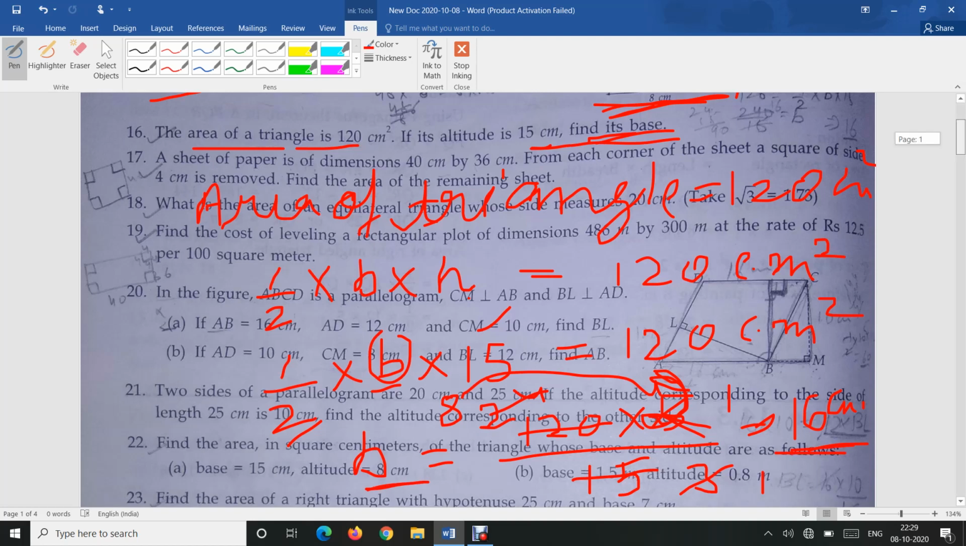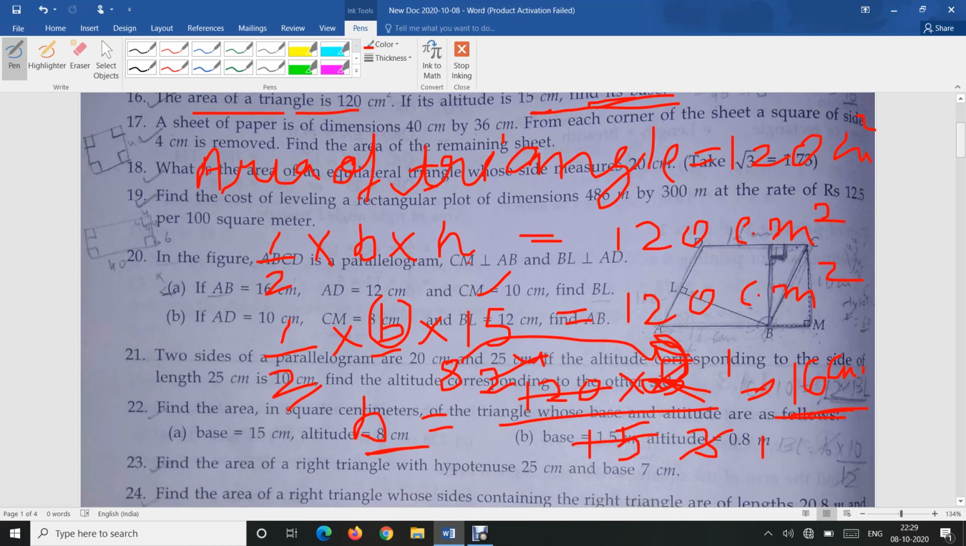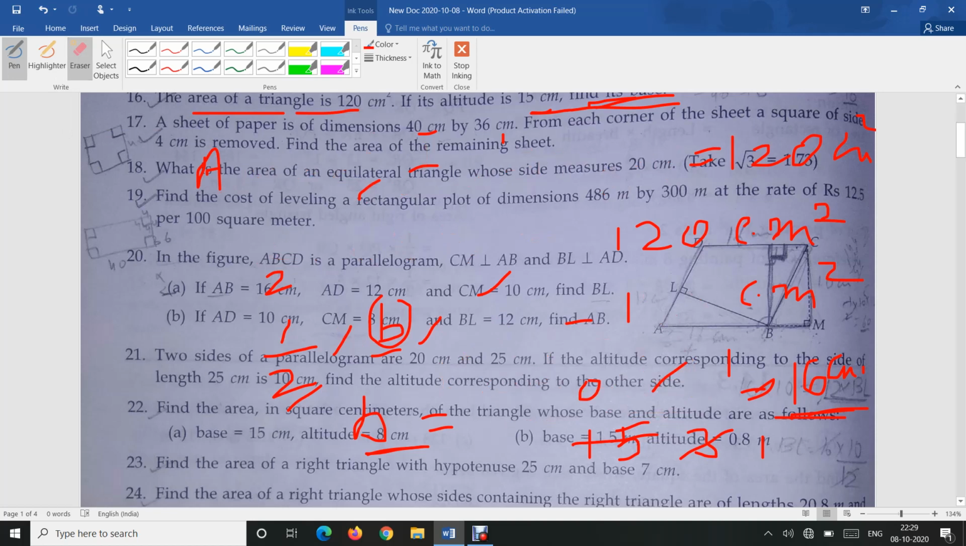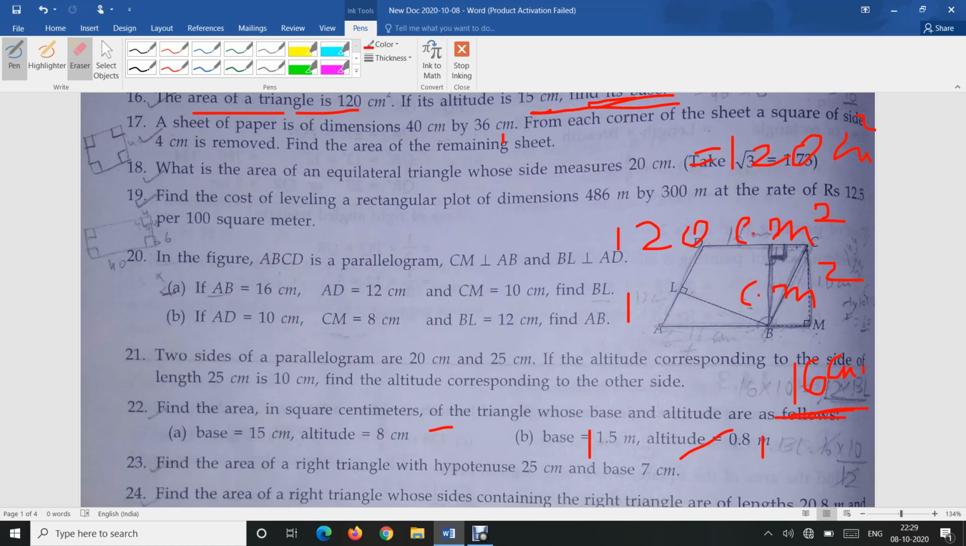Now let's see the next question, which is question number 17, which is saying that a sheet of paper is of dimensions 40 centimeter and 36 centimeter, and from each corner of the sheet a square of side 4 centimeter is removed. Find the area of the remaining sheet. It is saying that from each corner of the sheet a square of side 4 centimeter is removed. Now find the area of the remaining sheet.